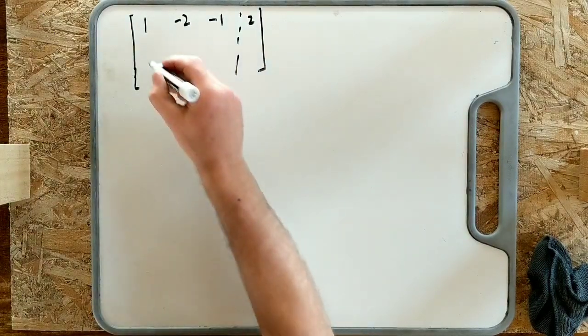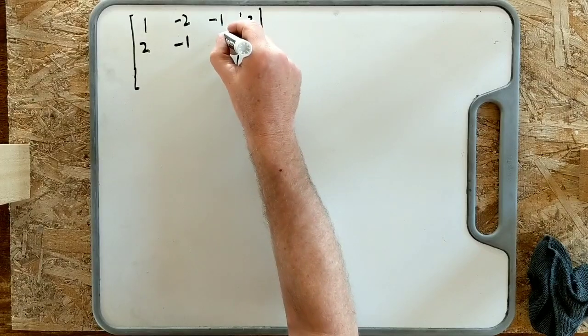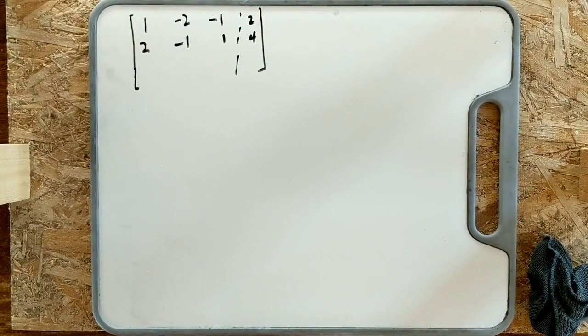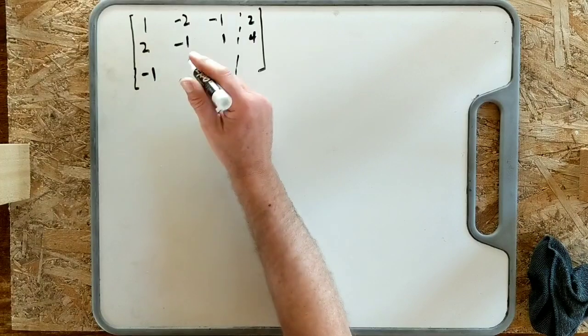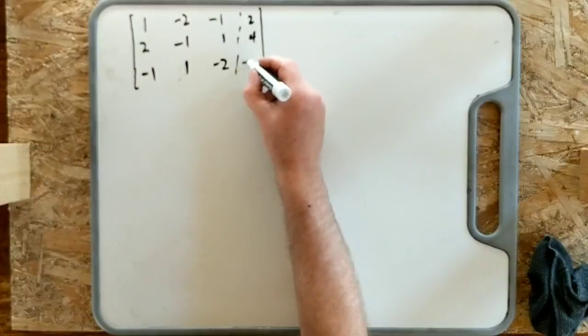And the next one is 2x minus y, which is 1, plus z is 4. And the last one is negative x plus y, so it's plus 1, minus 2 equals negative 4.